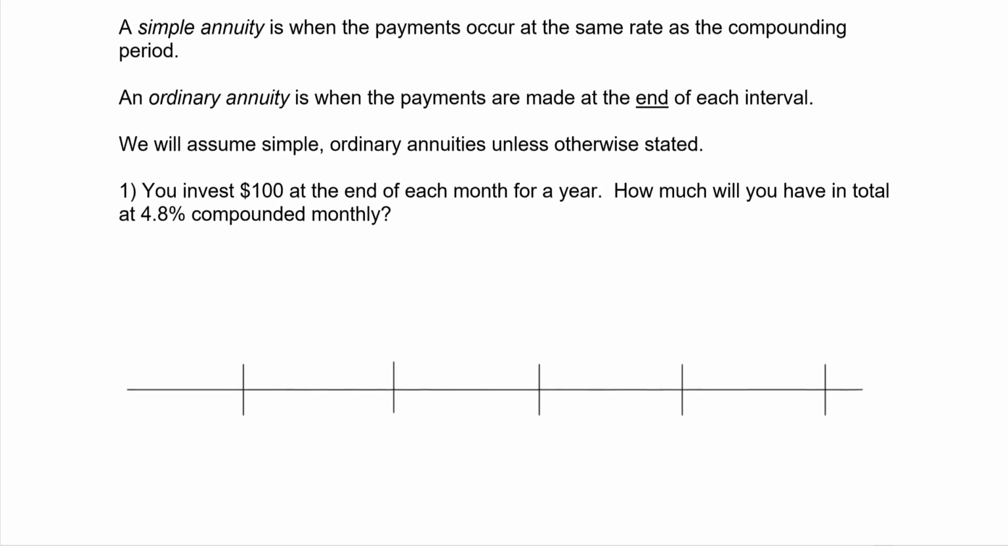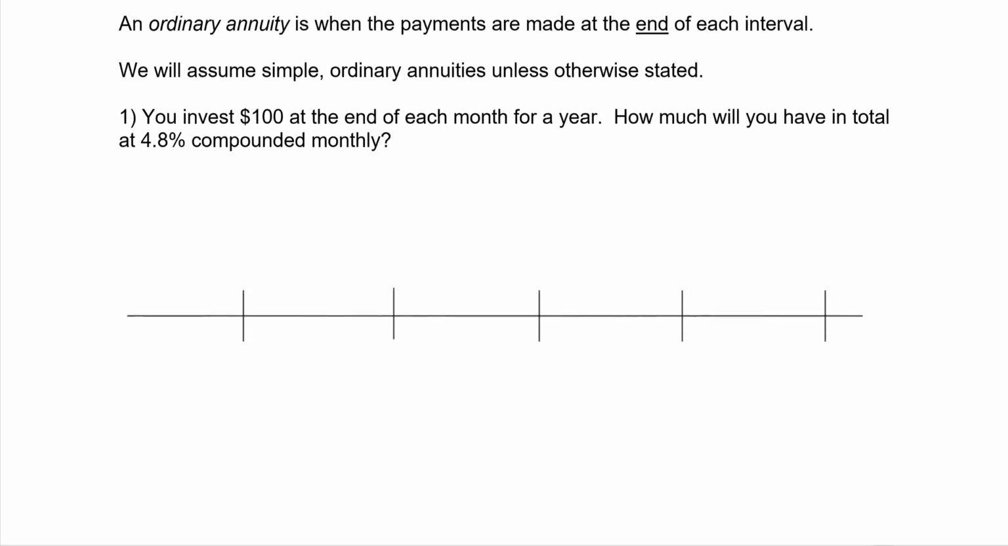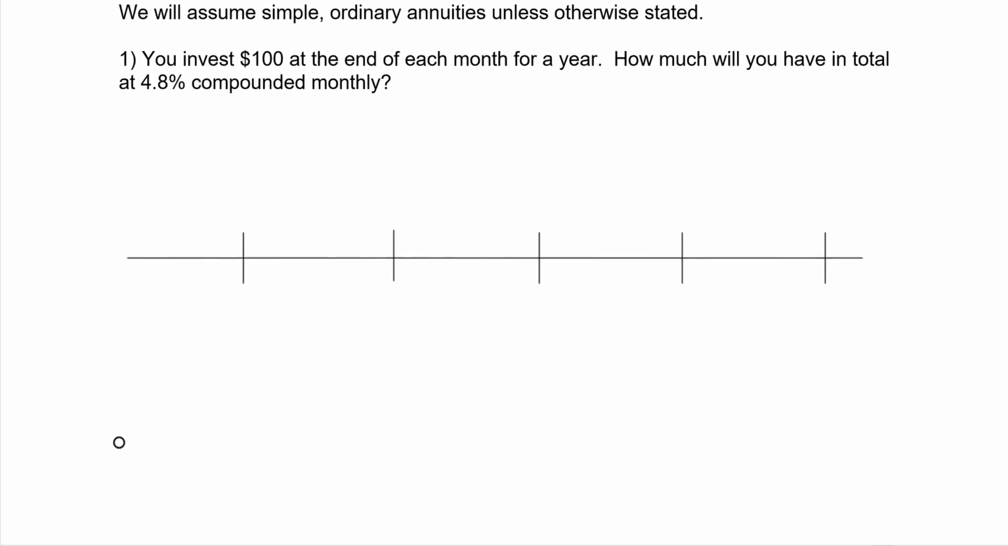Now, here's how an annuity will work. I'm going to be showing you visually, and later on we'll be figuring out what the formula is. So you invest $100 at the end of each month for a year. How much will you have in total at 4.8% compounded monthly? The first thing I can do, just like we did before, is figure out what my interest rate i is. It's 0.048 divided by 12. My i value would be 0.004. So we're still going to compound our interest like normal. Now I'm going to visually show you what's going to be happening with an annuity.